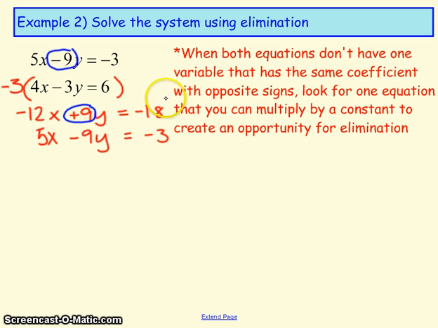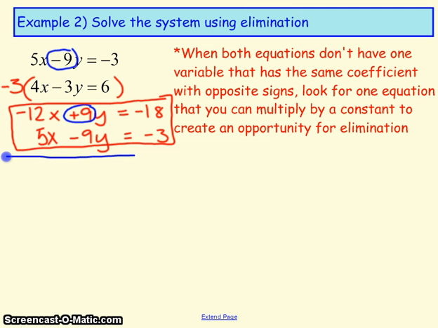So the first thing I just did was to recopy the first equation so that I can see my whole new system in red. And the first thing that I need to do is add the equations together vertically. So when I do this, negative 12 plus 5 gives me negative 7x. My positive and negative 9y's are eliminated, and on the right side I get negative 21.